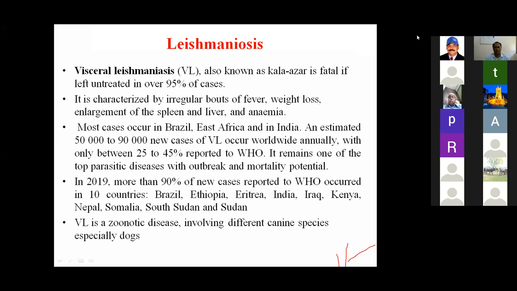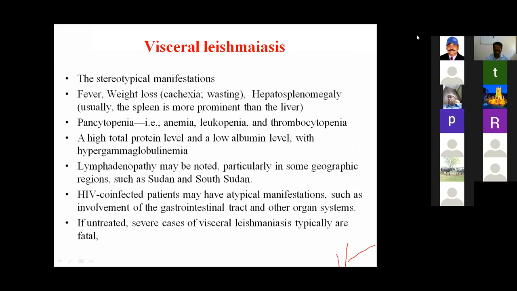Leishmaniasis is a zoonotic disease involving different canine species, especially dogs. Not only dogs, there are 70 species that have been reported to act as reservoirs. Dog is one, because we have a good amount of stray dog population. Cutaneous leishmaniasis is famous as Delhi boil, Bikaner boil, and there are different names for it. Visceral leishmaniasis, the typical manifestations I have already covered.